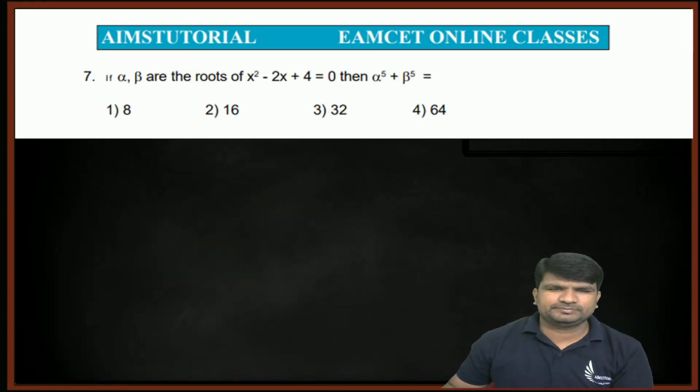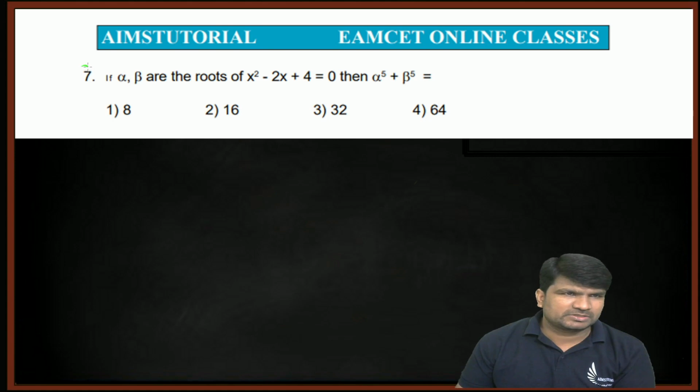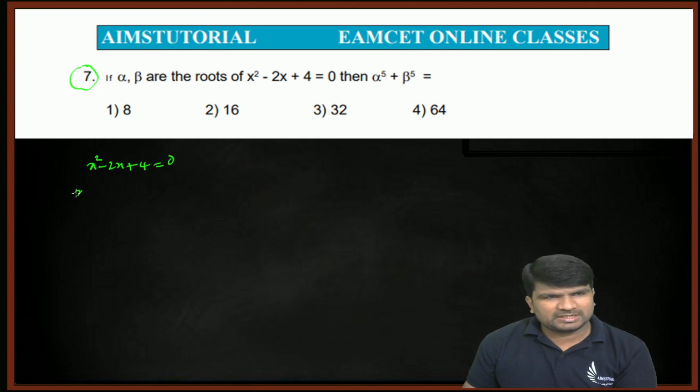Now next question. If alpha, beta are the roots of x square minus 2x plus 4 equals 0, then find alpha power 5 plus beta power 5. So very, very important model. So here, first write down the given equation, that is x square minus 2x plus 4 equals 0. Its roots are x equals, using the formula, minus b plus or minus under root b square minus 4ac divided by 2a.